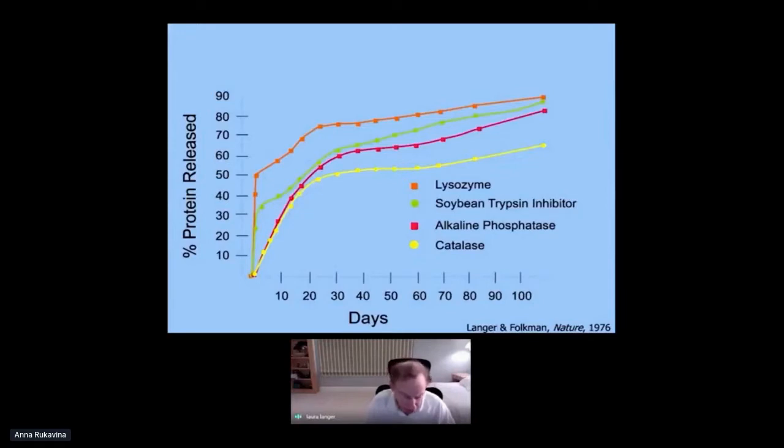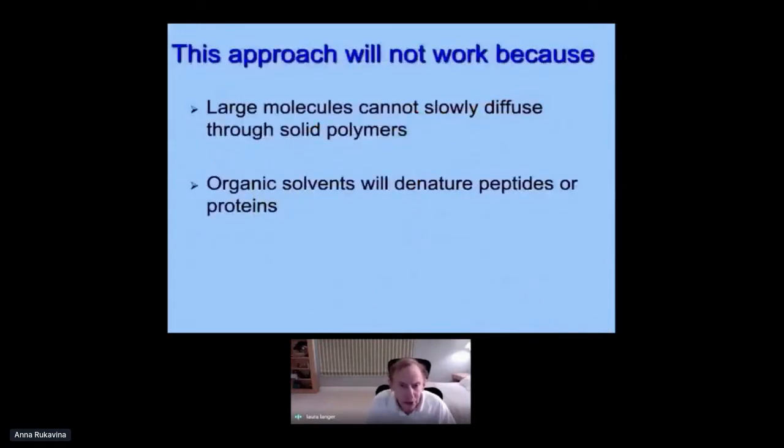In fact, the next slide shows what they said. They said that these large molecules can't slowly diffuse through solid polymers, and organic solvents will destroy whatever you put in. So that was very discouraging. And actually things went downhill from there. I tried to get an assistant professorship in a chemical engineering department, and no chemical engineering department would hire me. They basically said, this bio stuff you're doing doesn't make any sense. And then I tried to get grants, and my first 9 grants were rejected. The reviewers would say, well, Dr. Langer doesn't know anything about biology or cancer.